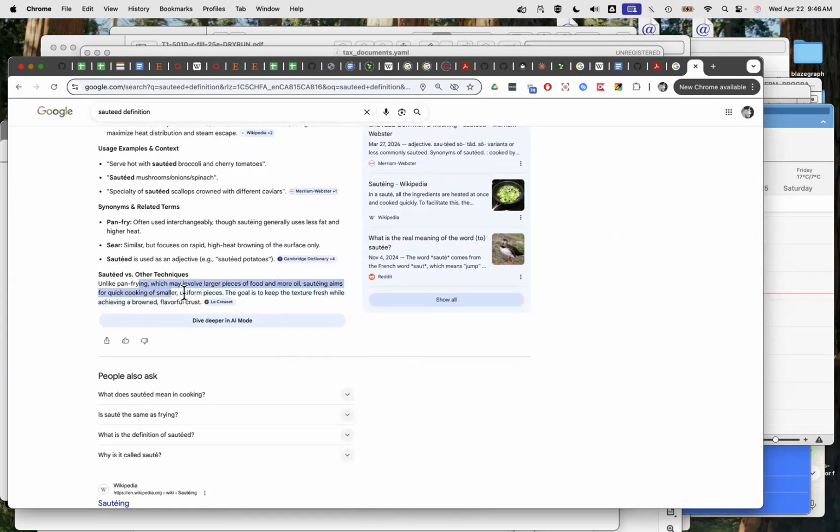Awesome. Quick cooking of smaller uniform pieces. Okay. So it's just like braised. I like the Le Creuset definition.